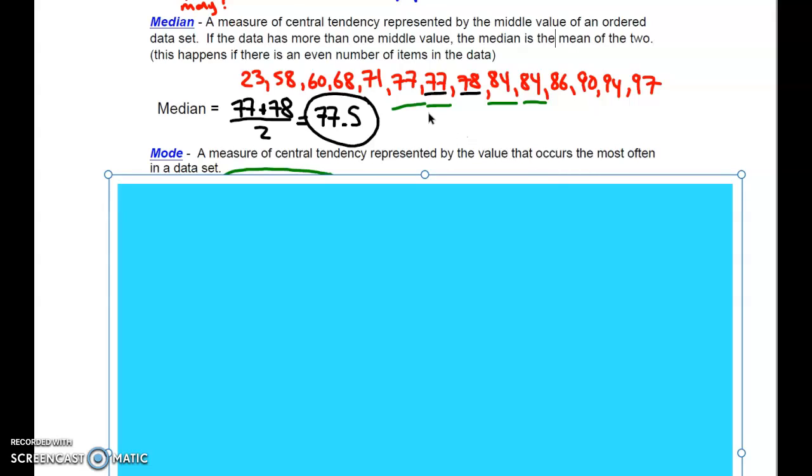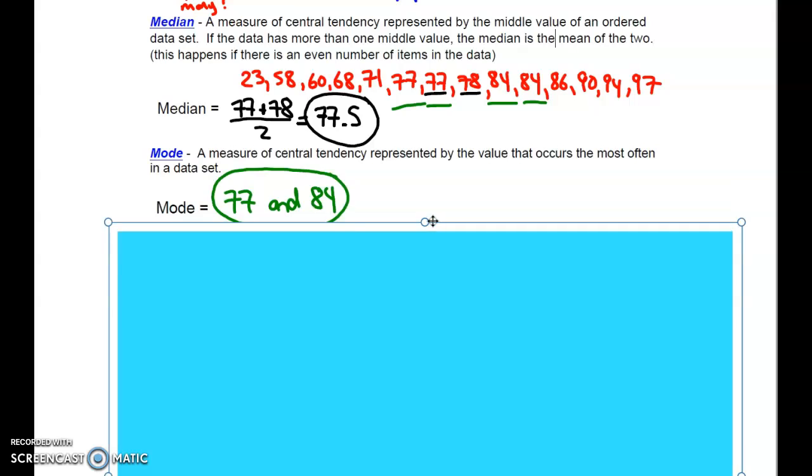So which one occurs the most? When you look through this, you can see that 77 is there twice and 84 is there twice. So those are our modes, because they are represented there the most often.